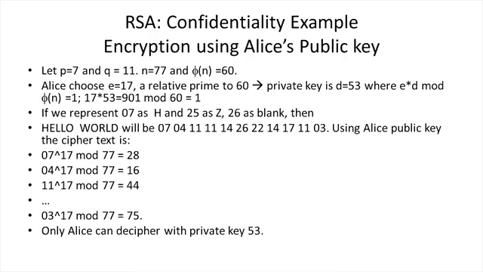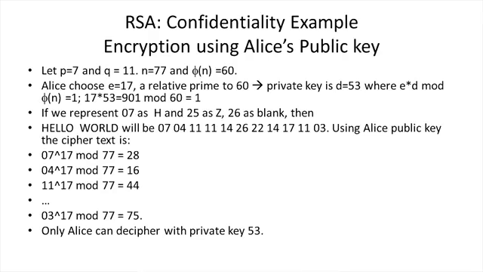Alice then chooses E equal to 17, which has to be relatively prime to 60, the totient of 77. It then finds the private key D. We find that when D is equal to 53, it satisfies the equation E times D mod phi of n equal to 1. We can plug in: 17 times 53 is 901, and if we do mod 60, it happens to be 1.